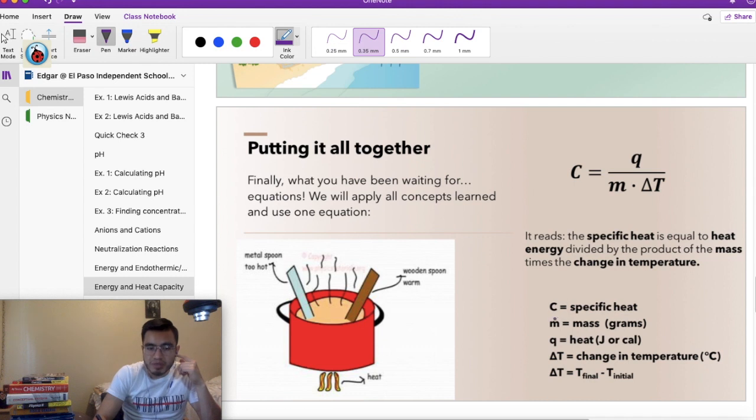Then C, specific heat. Think of it as specific heat capacity, therefore the C. And then M, as always, for mass, in grams. Q, that's the letter for heat energy, which we're going to measure in joules or calories. Delta T, change in temperature in degrees Celsius. We are going to use Kelvin, but we're starting, so degrees Celsius.